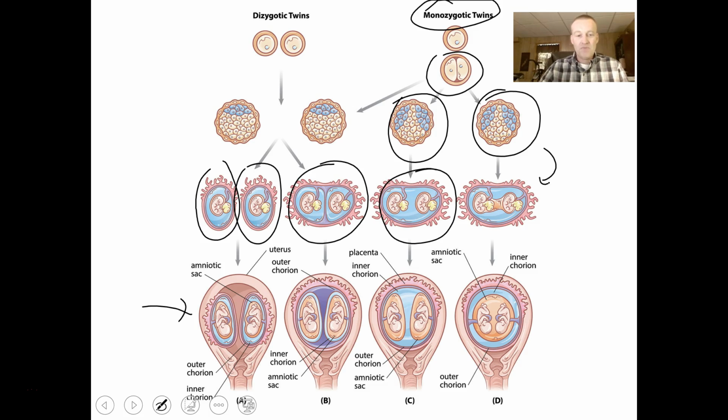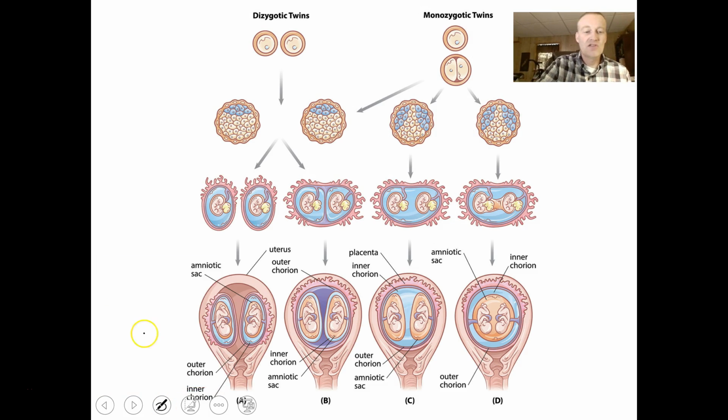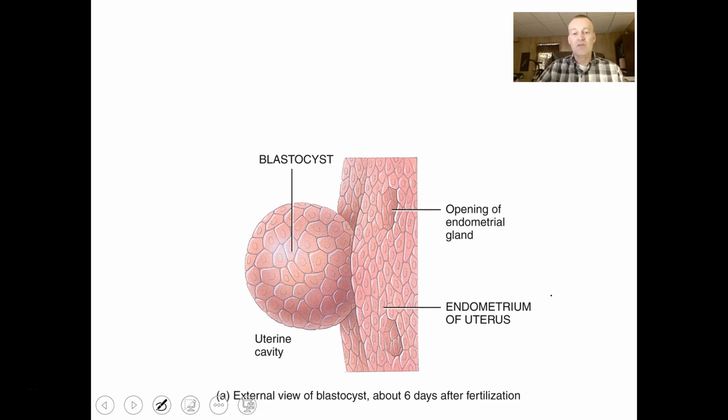Okay, so there are different kinds of twins. We have dizygotic twins, where you have separate sperm cells and egg cells that fertilize. Monozygotic twins come from one sperm cell, one egg cell. But you can have babies that share the same chorion, the same amnion. They can share the same placenta, or they can have separate placentas. So it all depends on how the development occurs.